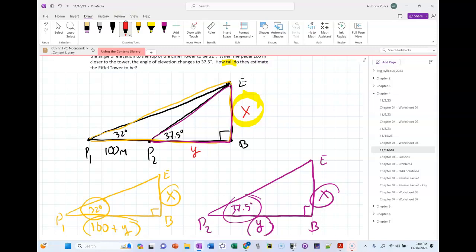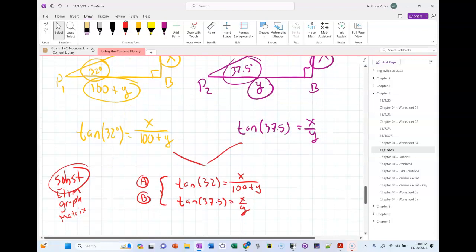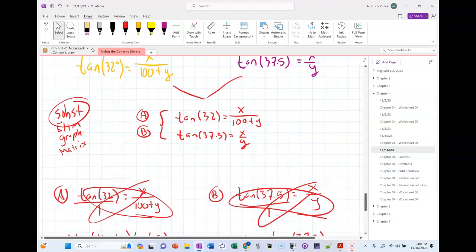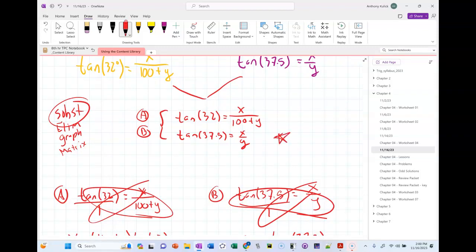Yeah, pick one of the two equations and plug the y back in. If you had your choice between equations A and B, which one would you choose? B. Why? Because it looks simpler, right? The fraction doesn't have any crazy stuff going on in it. Let's just do that.